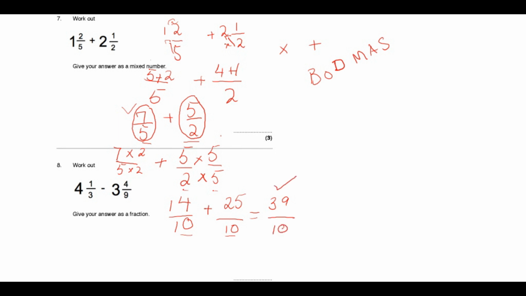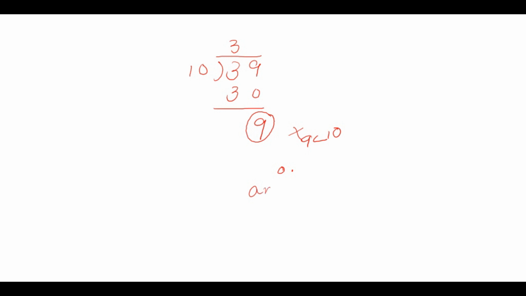But the thing is, they said that you have to answer in mixed fraction. Mixed fraction means we have to divide it. How will you divide it? Let's do it by our favorite bus stop method. Okay, so 10 times 3 is 30 and 9 is remainder. And of course, now you cannot divide 9 any further because 9 is less than 10. And you are not allowed to use decimal over here because you have to answer in fraction.